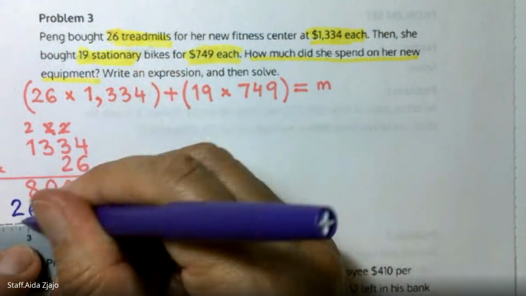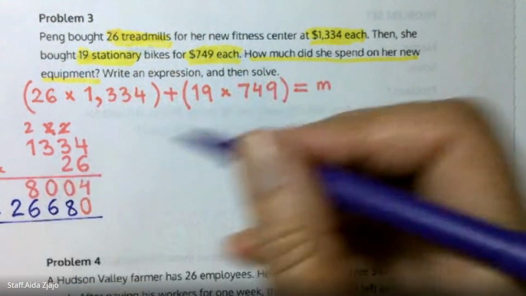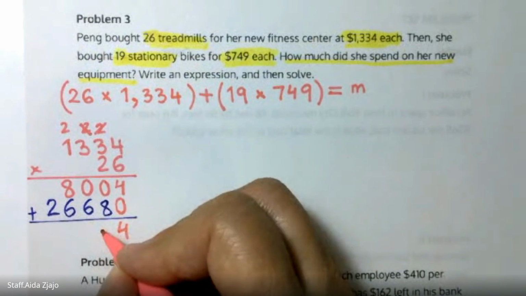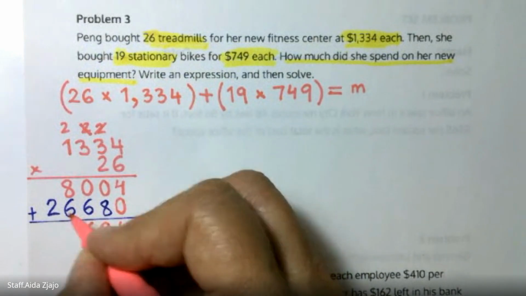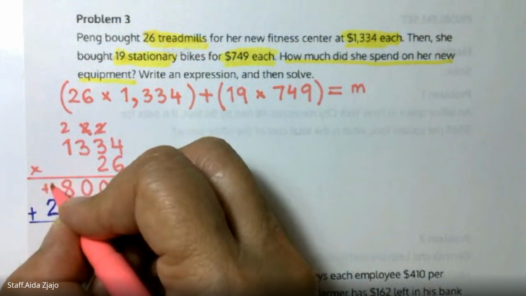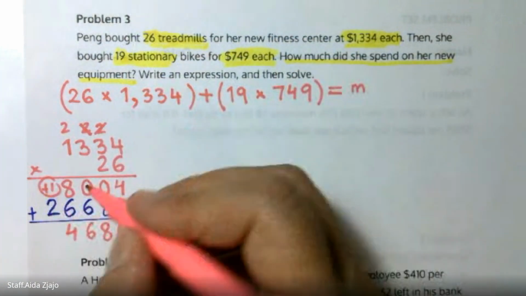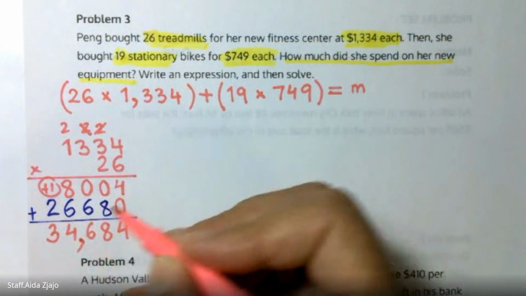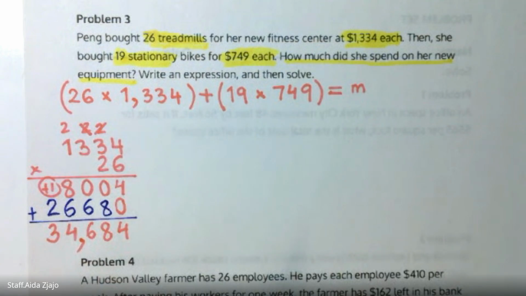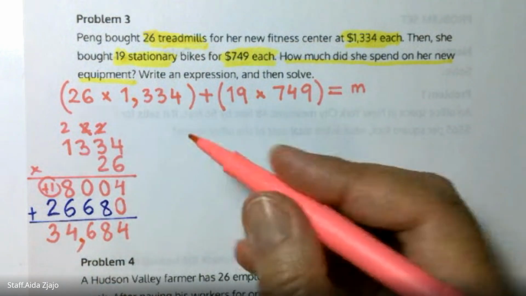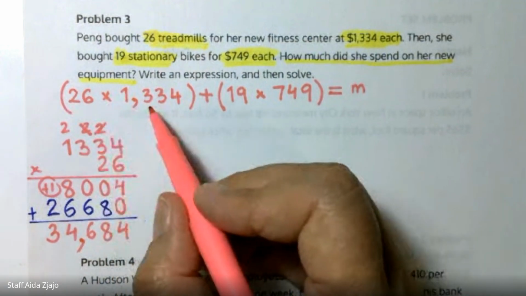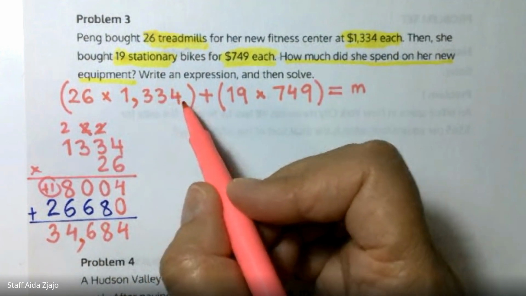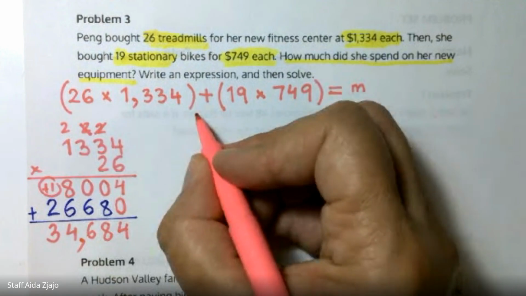Okay, I'll change the color, so now I can add all this together. 4, 8, 6, 4, remember 1,000, 10,000. So that is $34,684 just for this 26 times $1,334.